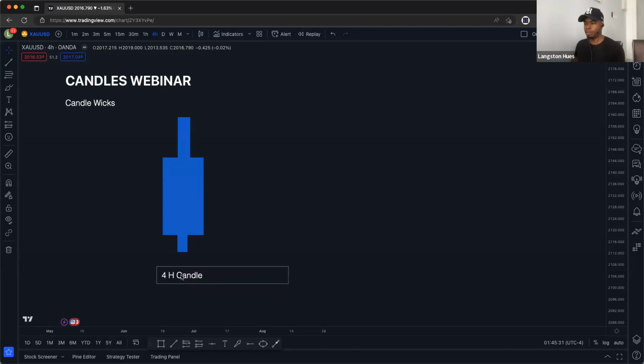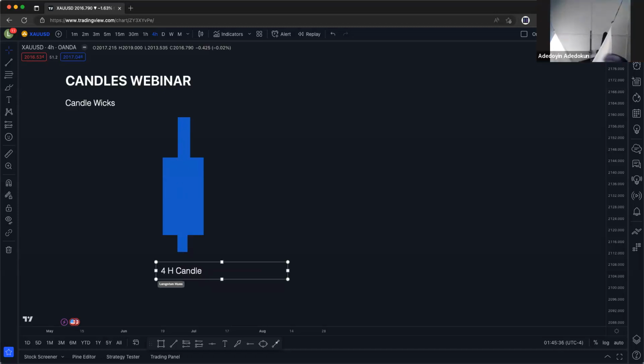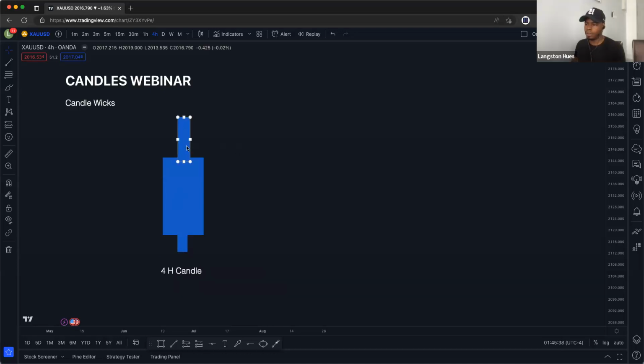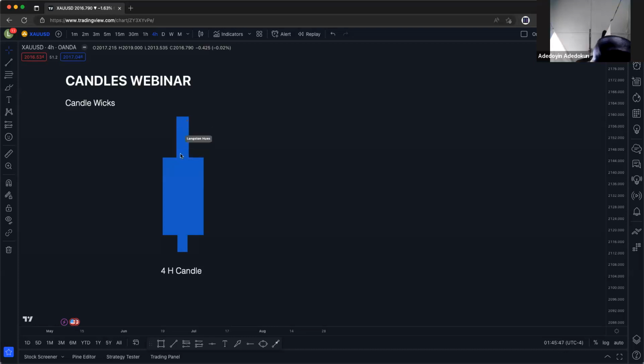So it's our 4-hour candle. It has a top wick. It has a bottom wick. Let's make it look a little bit better. Cool. Anyway, so how does this translate? If there's a wick right here, that means that there's still range to drive up.